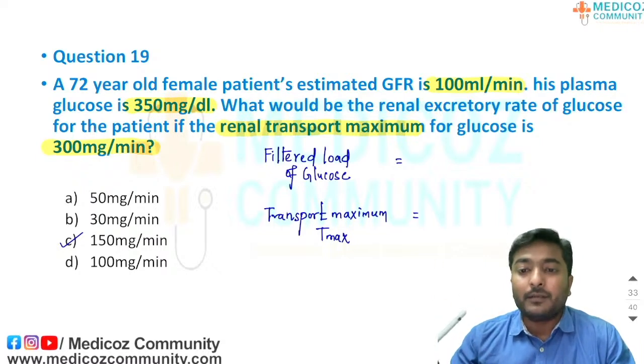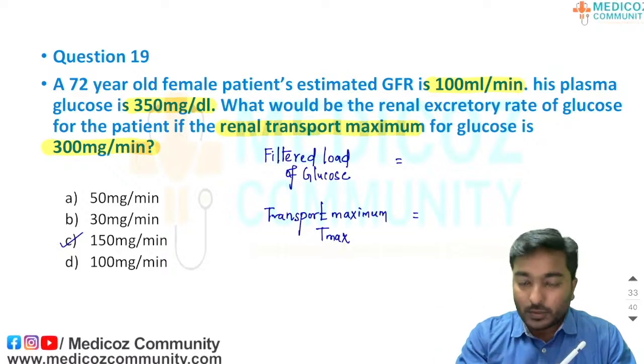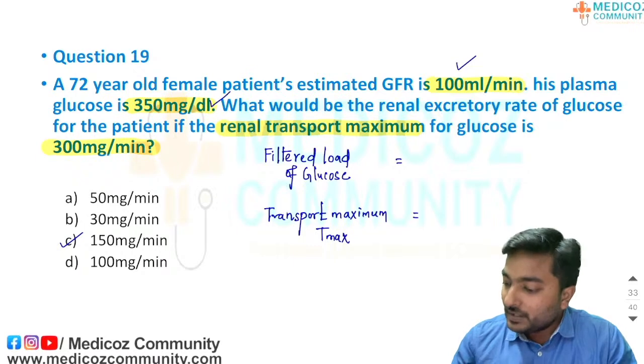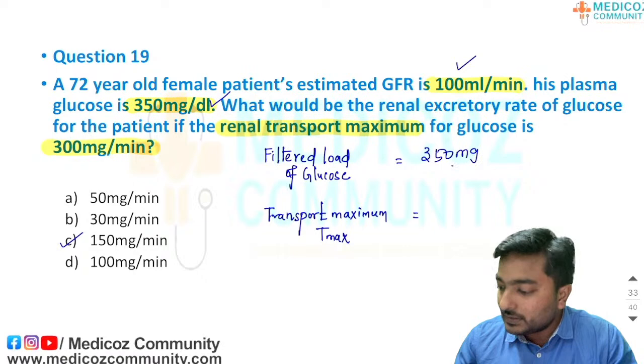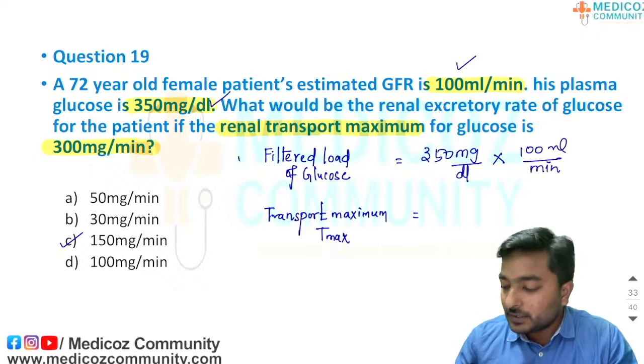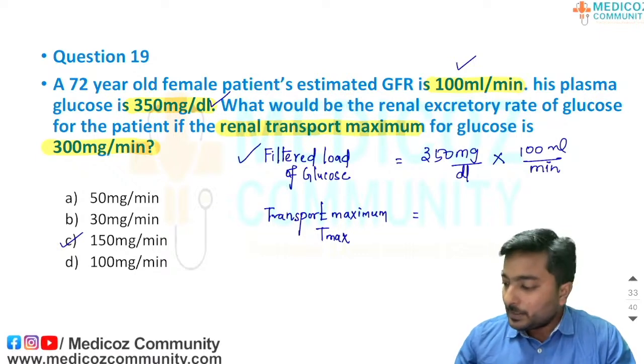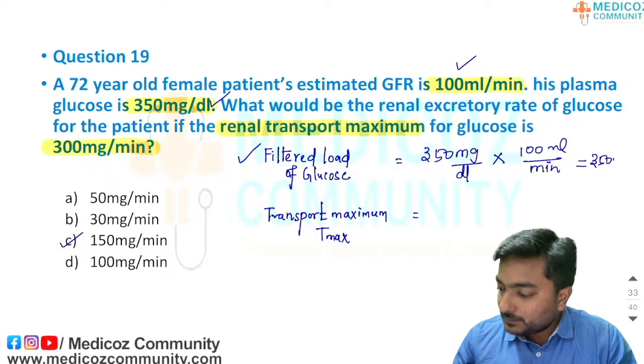For that, we should know the plasma glucose and the GFR. Here we have the two values. The plasma glucose is 350 milligram per deciliter multiplied by the GFR of 100 ml per minute. That will give you the filtered load of glucose across the glomerulus. Upon calculating this, you will get 350 milligram per minute.